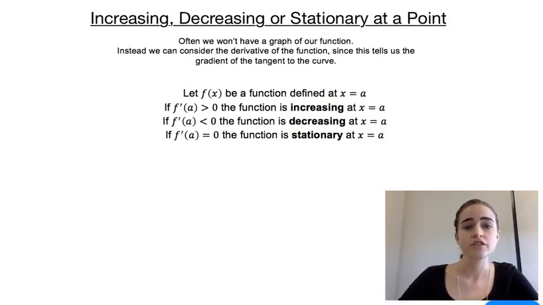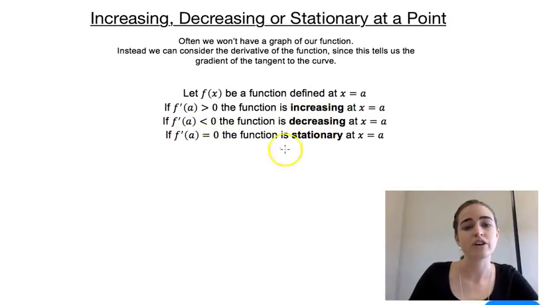So if we have a function, f of x, and we know that it's defined at x equals a, so a is just a number, then if we find the first derivative at that point a, so we're going to differentiate and then substitute that value of a in, if that first derivative at a is greater than 0, then that means our function is increasing at that point. If it's less than 0, our function is decreasing.